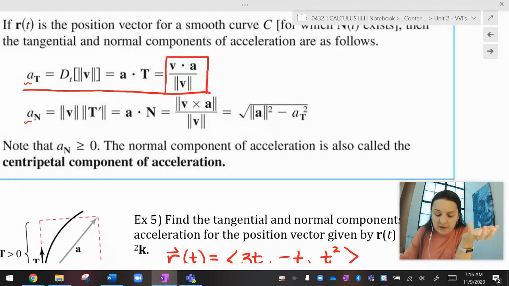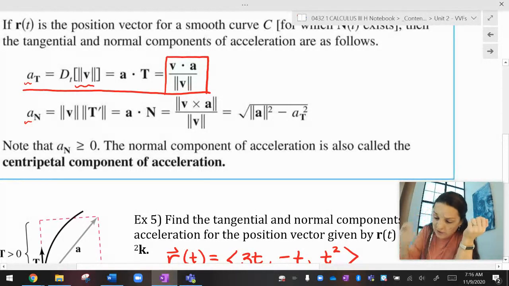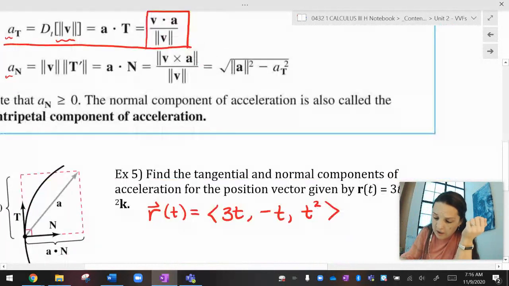And I think that's a lot easier than taking the derivative of a magnitude, because the derivative of a magnitude would be like a big square root thing with some maybe chain rules inside. And if I can avoid that, I'm gonna. So let's find this tangential component using that last formula, v dot a over the magnitude of v.